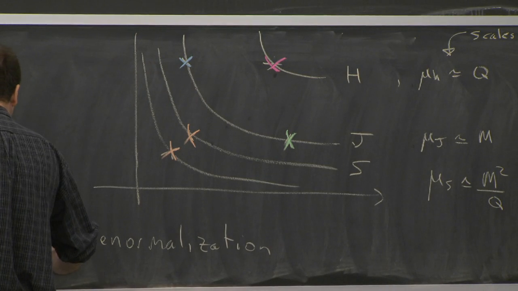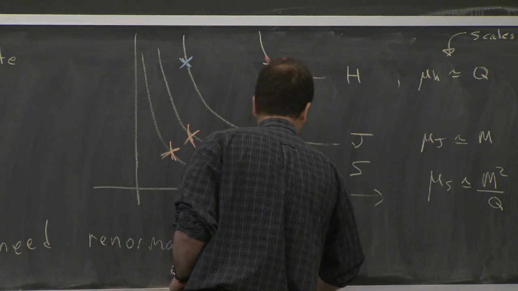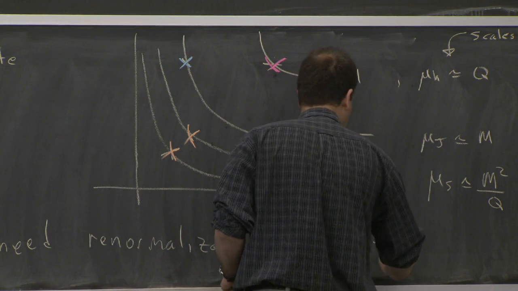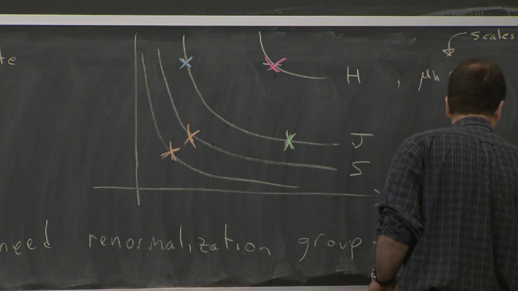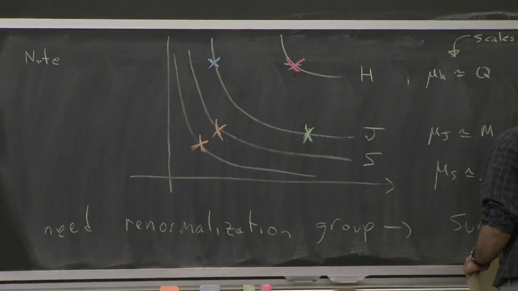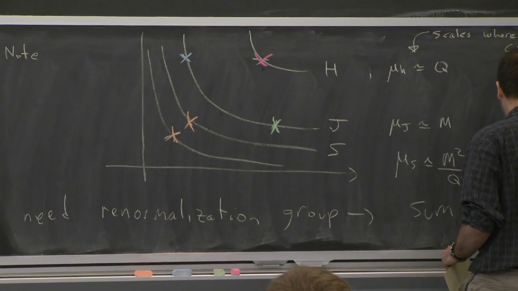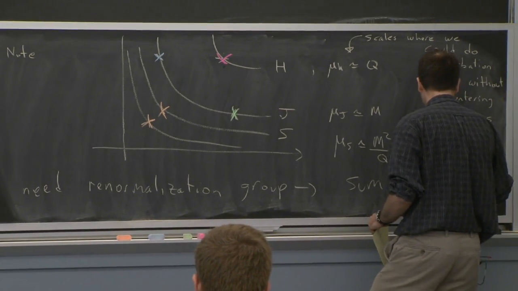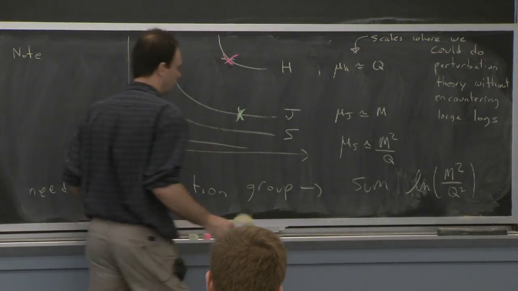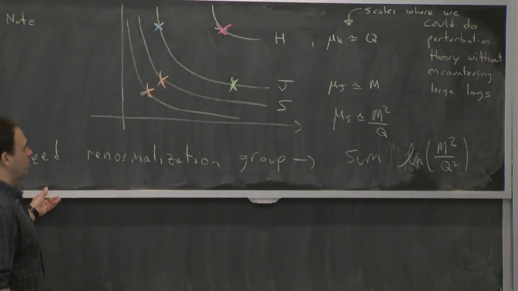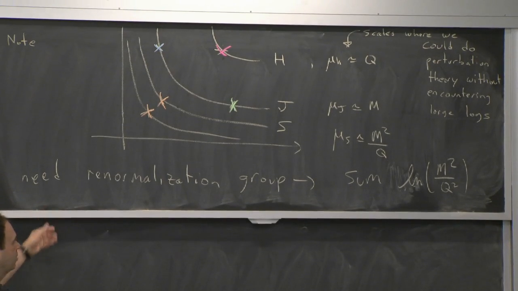So we need a renormalization group, and that's going to sum up logarithms, which are ratios of these scales, which expressed in terms of some physical thing is, in this case, logs of m squared over q squared.